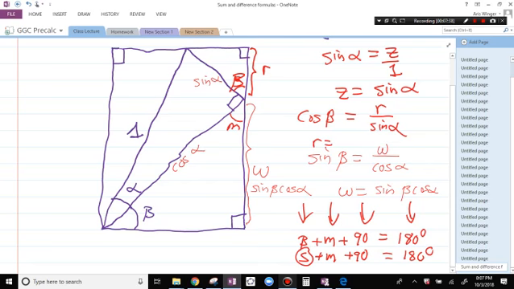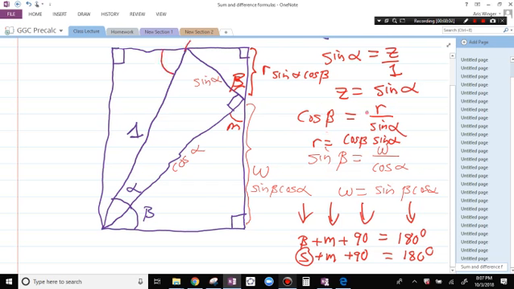R is equal to cosine beta times sine alpha. Sine alpha cosine beta. Okay. One last thing. Can you tell me what this angle is?